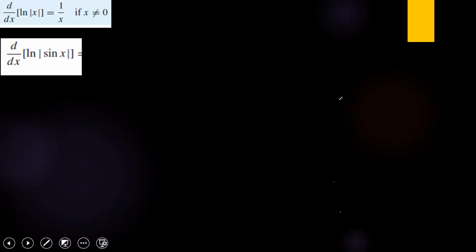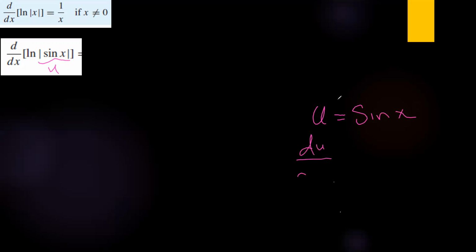Now here, the derivative of ln of absolute value of x is 1 over x. It's like ln of x. Now, what is the derivative of ln of sine x? As I told you, 1 over u times du over dx. Let's write it here before, like we said that this is u. So when u is sine x, du over dx will be cosine x.